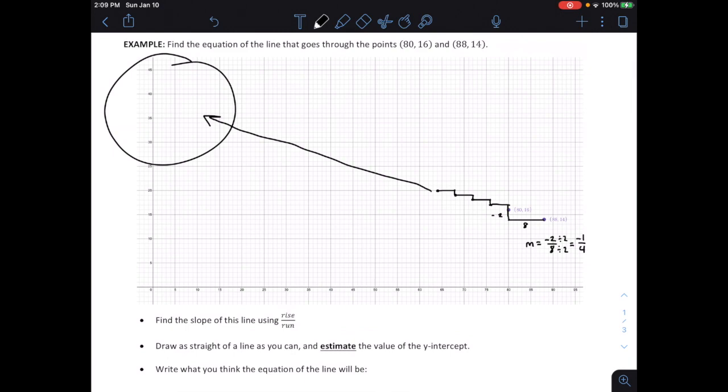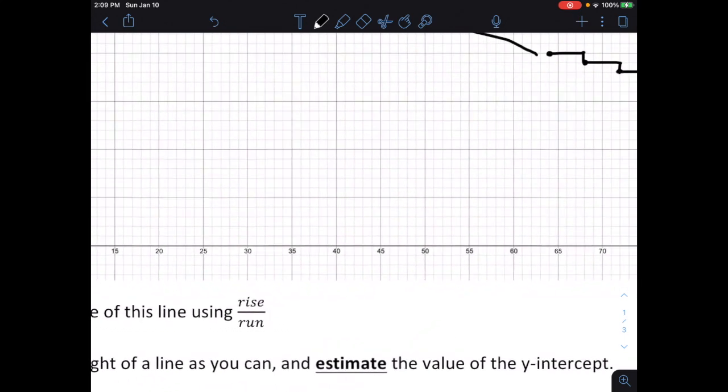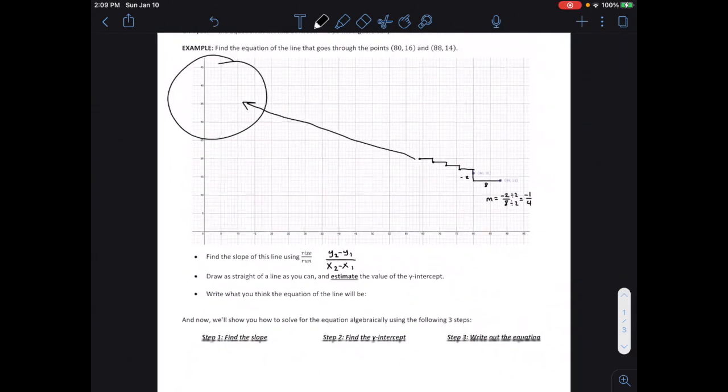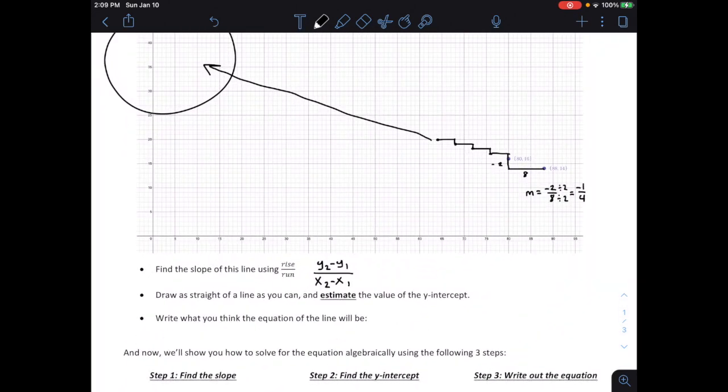Okay, so down here there's a list of things that we need to do. The first thing in the list is find the slope of the line using rise over run. I don't know if you remember that rise over run thing, but it was y2 minus y1 over x2 minus x1. We're going to do that with the 2 points. And we've already done the second one, right? We've estimated the value of the y-intercept. It's going to be somewhere in that circle.